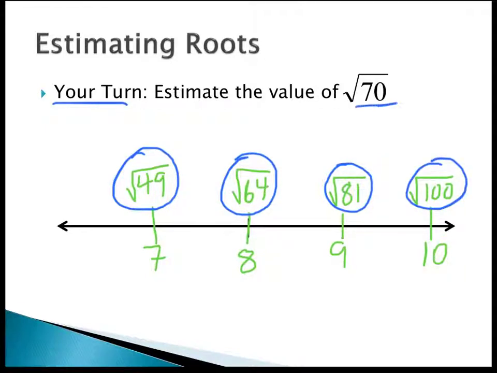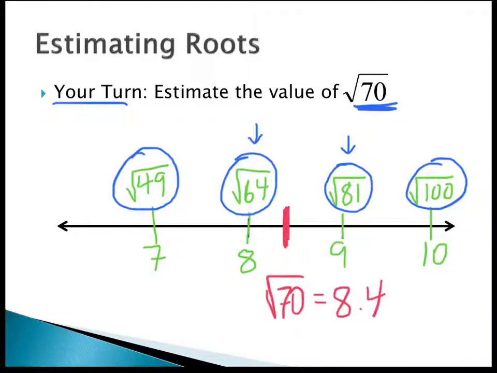Okay, so where does 70 fall in all this? Well, 70 is between 64 and 81. So the square root of 70 must fall between the square root of 64 and the square root of 81. We can place that around, well, maybe right here, a little bit closer to 64, but not right next to 64. So the square root of 70, we could say, is approximately 8.4. That's just an estimate. That might not be exact.